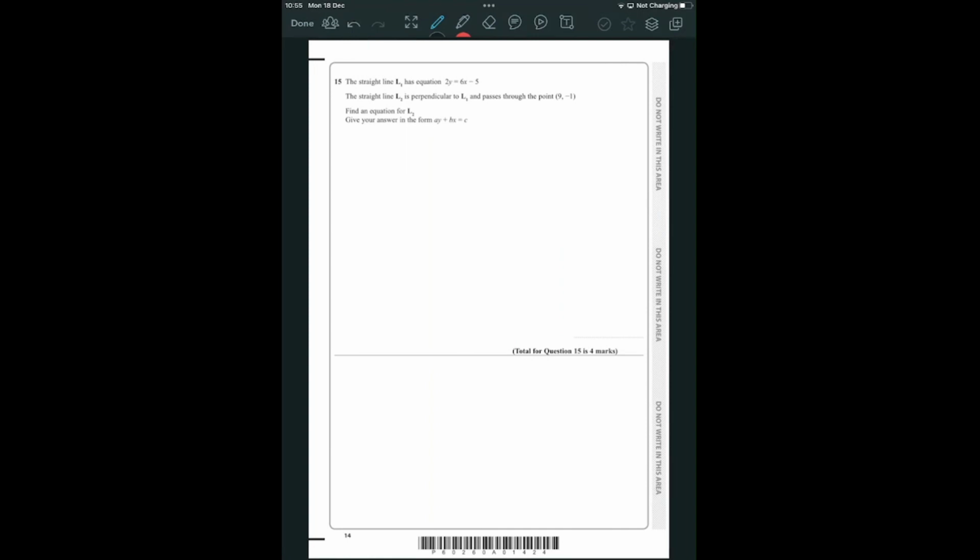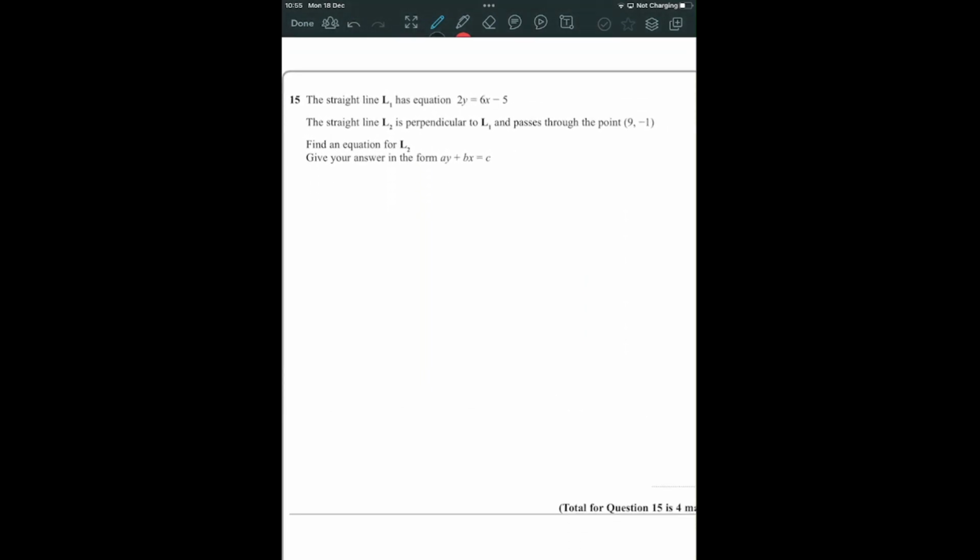Question 15. A straight line has an equation. The straight line is perpendicular and goes through a different point. Well, as soon as I see perpendicular, that means I need to know the gradient and convert the gradient into a different form. So the first thing I'm going to do is rewrite the first equation as y equals mx plus c. So therefore the gradient of that first is 3. Notice how I'm setting out my work. I'm making it very obvious to the examiner what each line means, what it's referencing to.